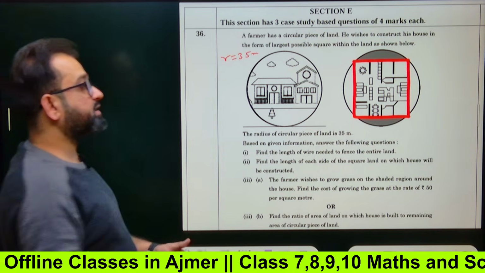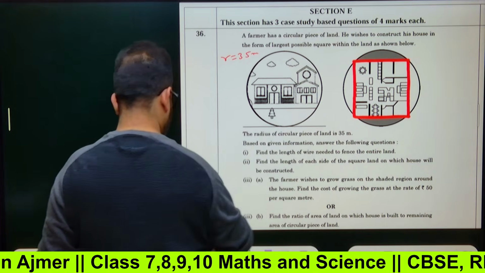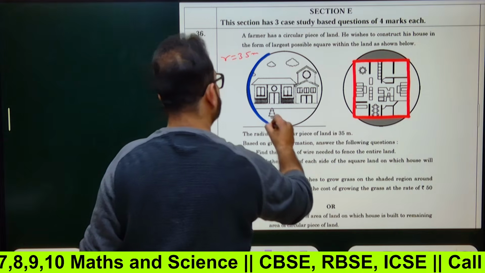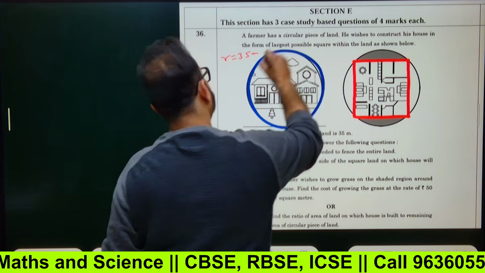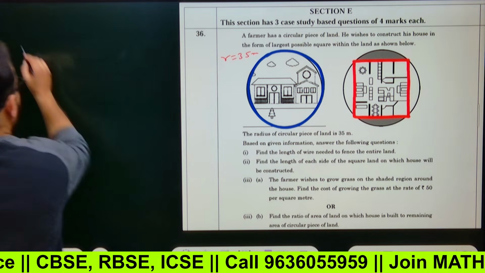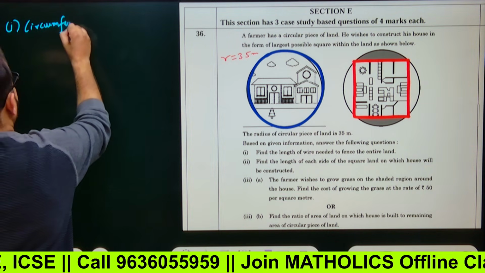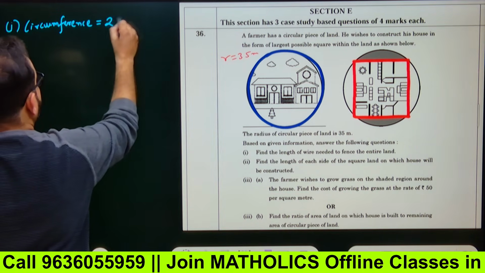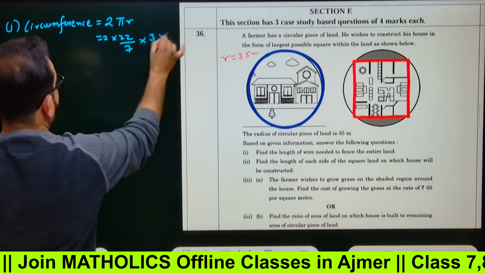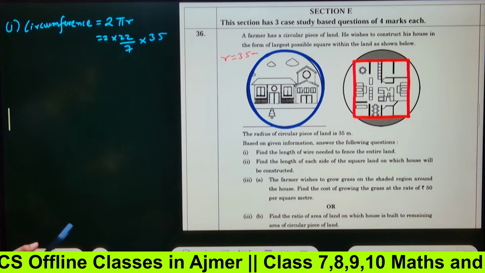Find the length of wire needed to fence the entire land. This is the entire land, this circle. For fencing, you actually need the circumference. So we have to find the circumference. First part: circumference equals 2 pi r, that means 2 into 22 by 7 into 35. So this will be the length of wire to fence all this.